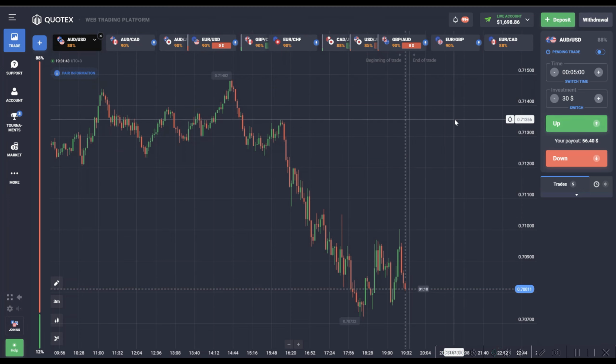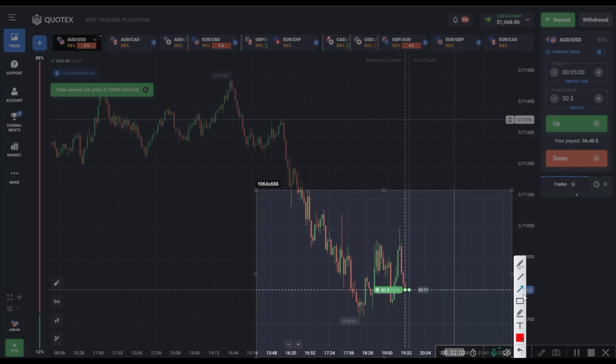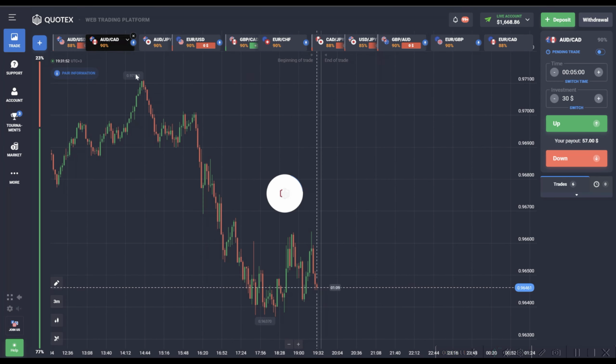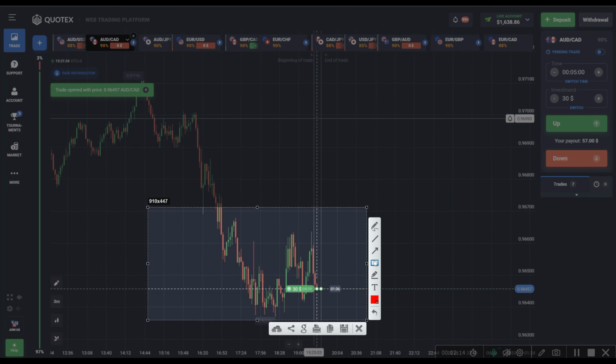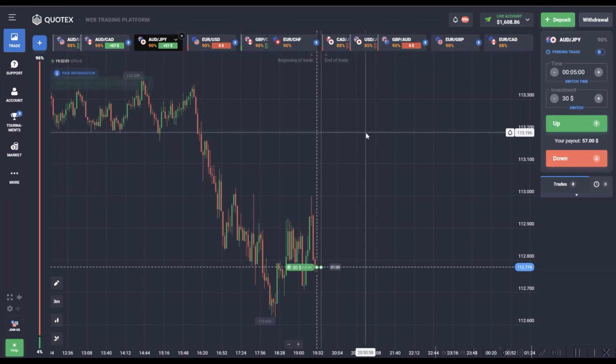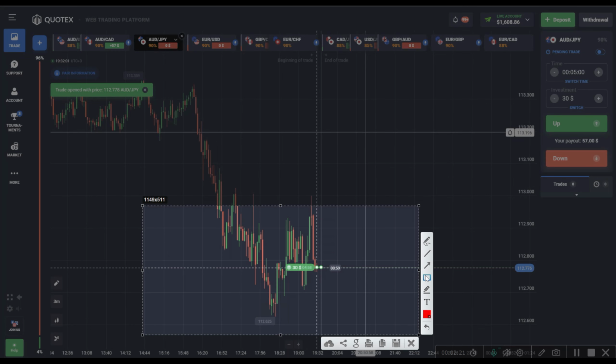Aussie dollar, I'll also be opening a long position. The price hit the support zone. Here we have a false breakout, and overall it's a local minimum. And I think on Aussie Canadian, yes, the same situation. I'll also open a long position. We also have a local minimum, a support zone. And Aussie yen, exactly the same situation. Also a local minimum, a false breakout, and a support zone from which I'm opening.